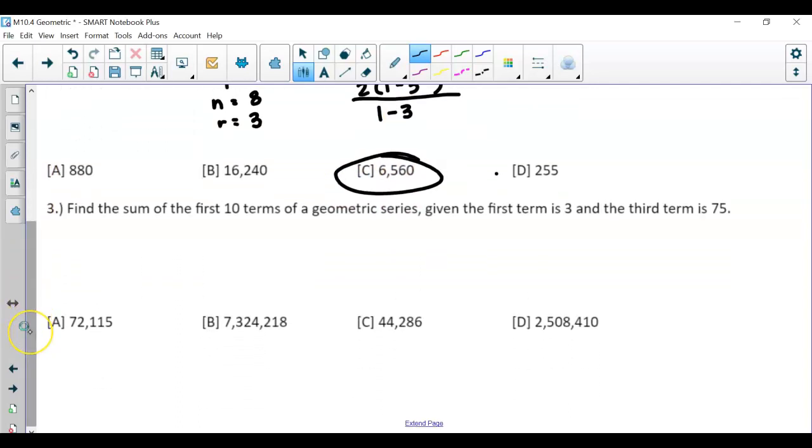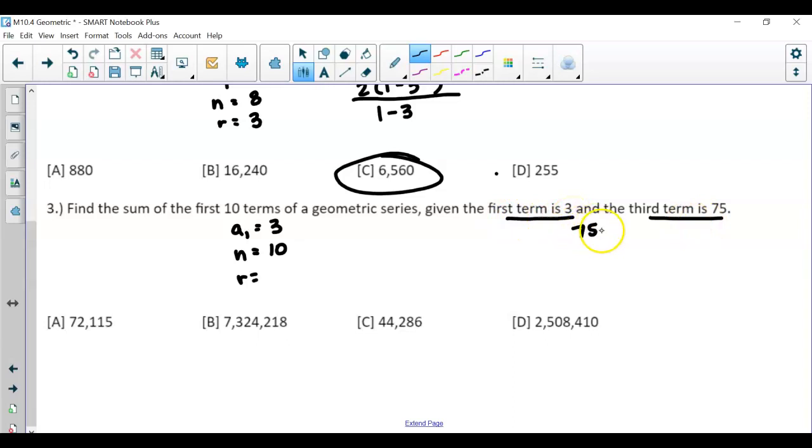Then question number 3, again, finding the sum. So you have a sub 1 was equal to 3. We're looking for the sum of the first 10 terms. However, you are not given the ratio. You were given the third term was 75.